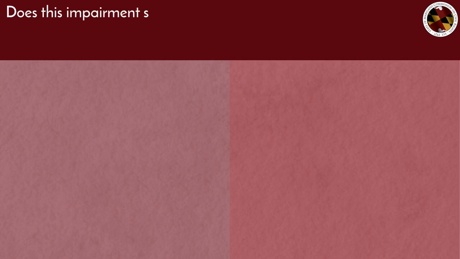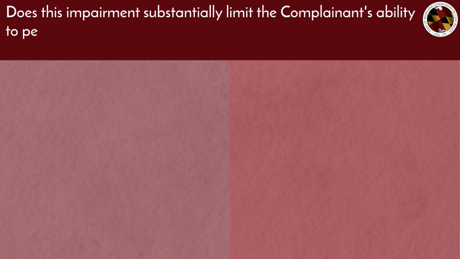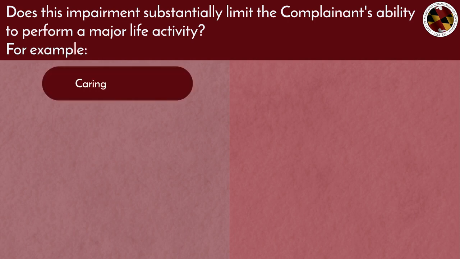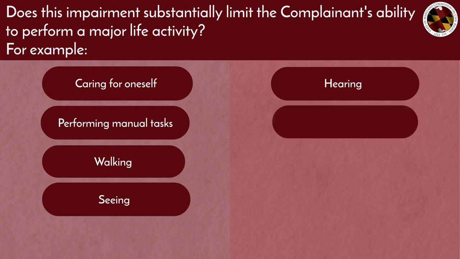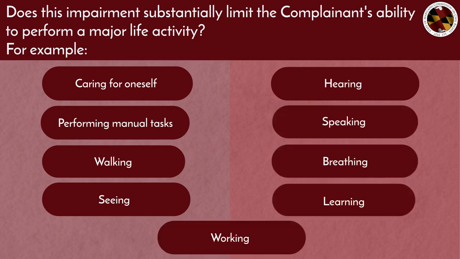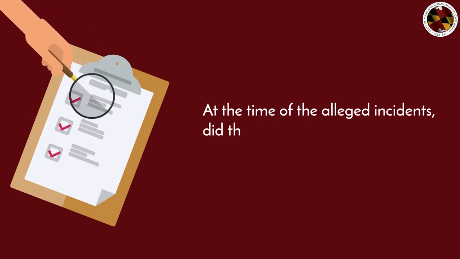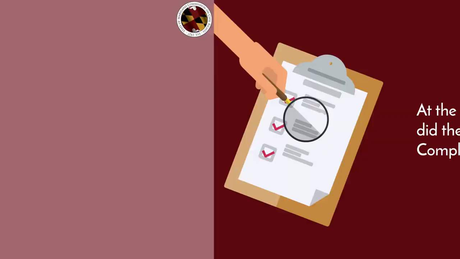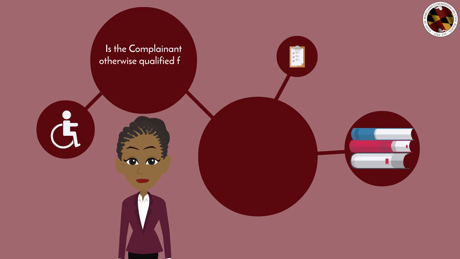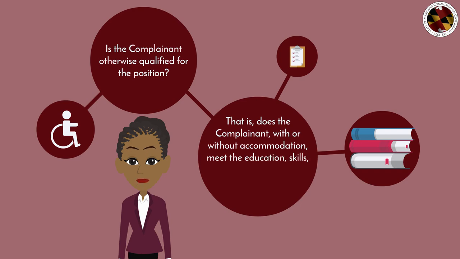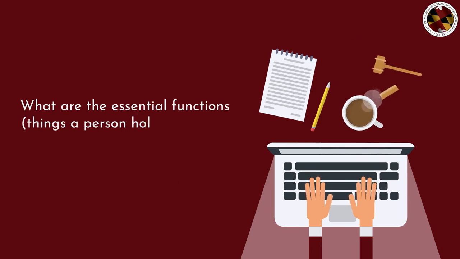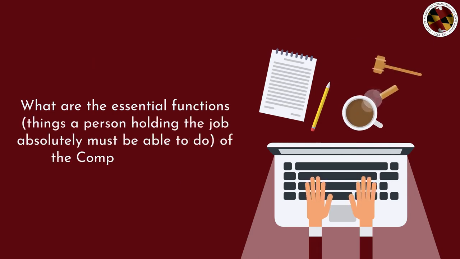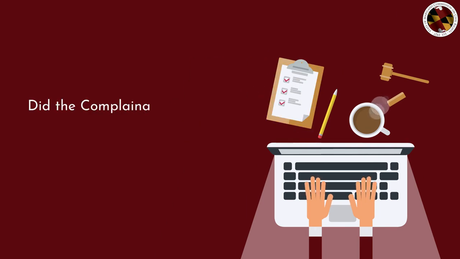Does this impairment substantially limit the complainant's ability to perform a major life activity? For example, caring for oneself, performing manual tasks, walking, seeing, hearing, speaking, breathing, learning, and working. At the time of the alleged incidents, did the employer know of the complainant's disability? Is the complainant otherwise qualified for the position? That is, does the complainant, with or without accommodation, meet the education, skills, and experience requirements of the job? What are the essential functions, things a person holding the job absolutely must be able to do, of the complainant's job? Did the complainant request an accommodation?